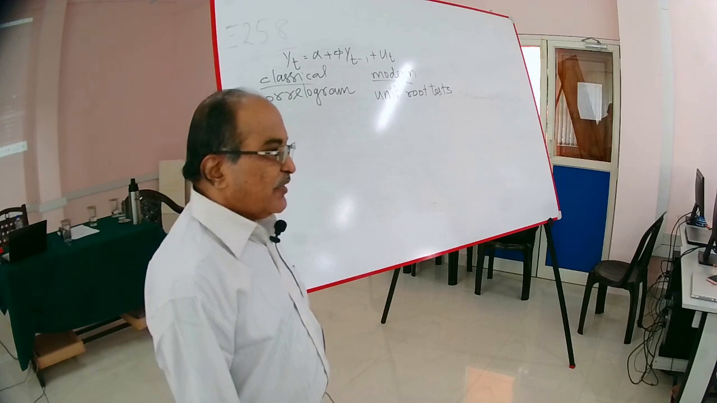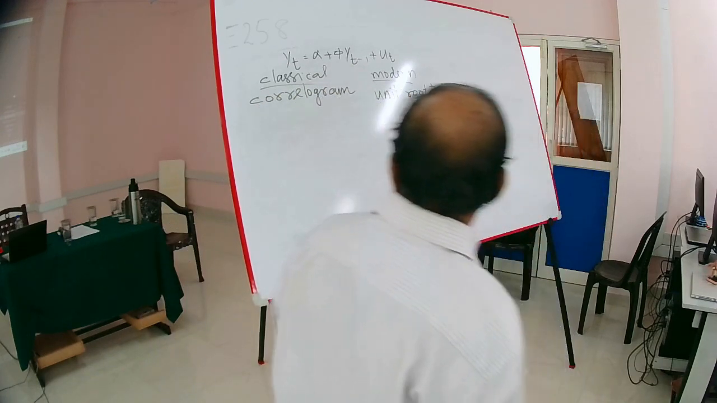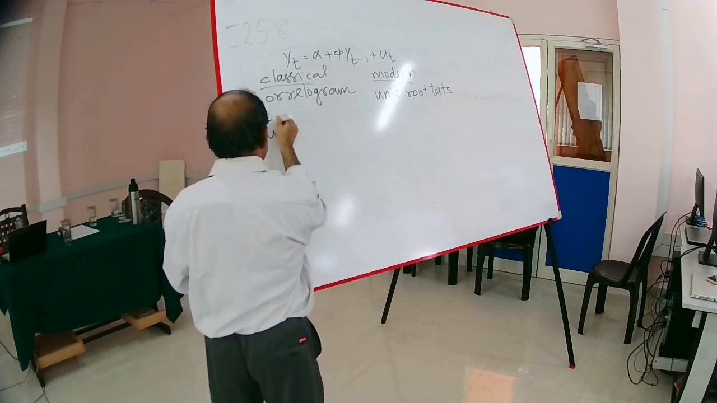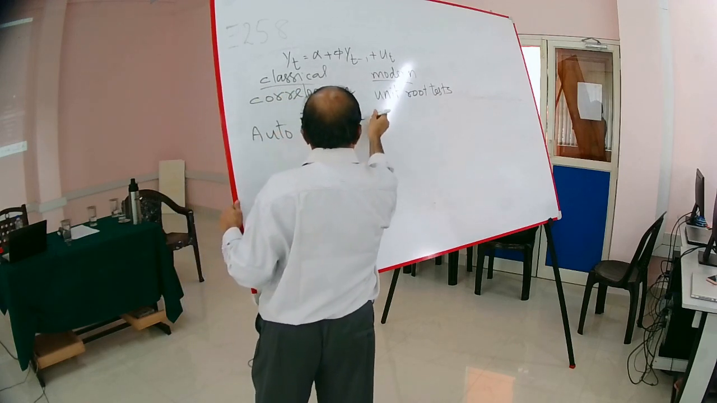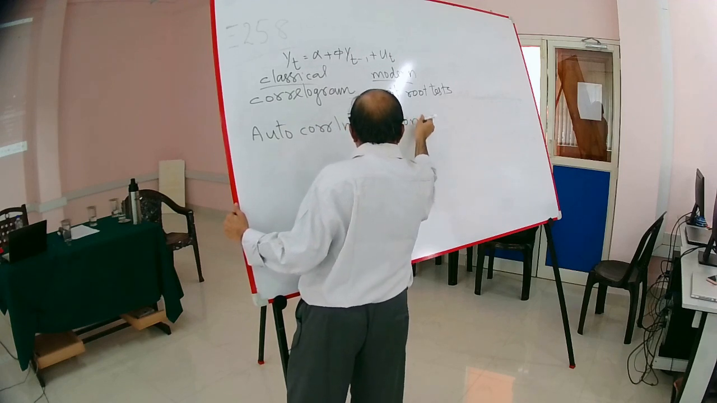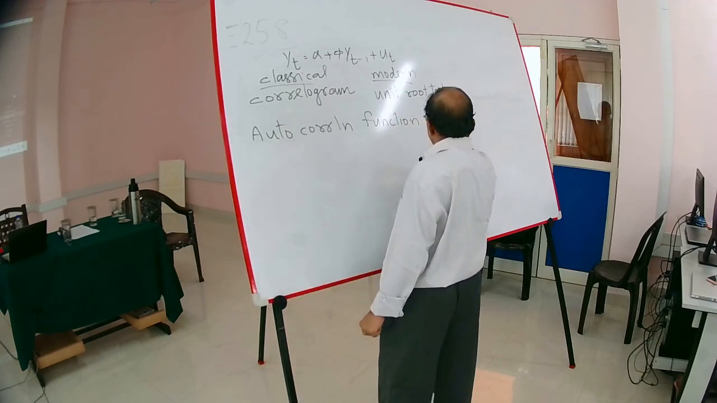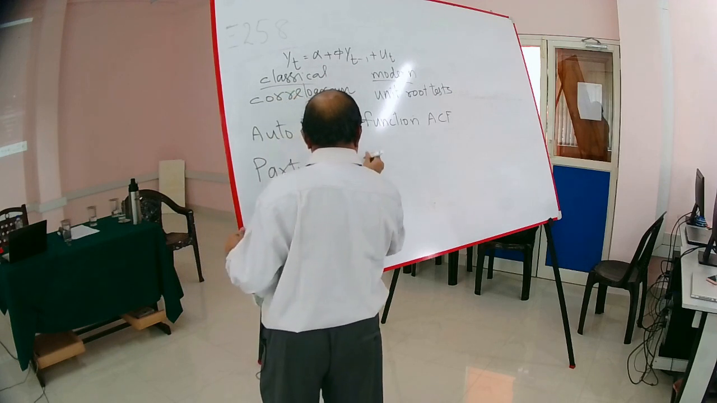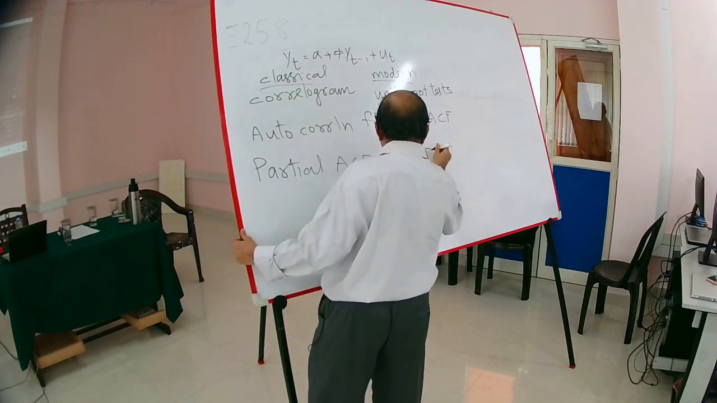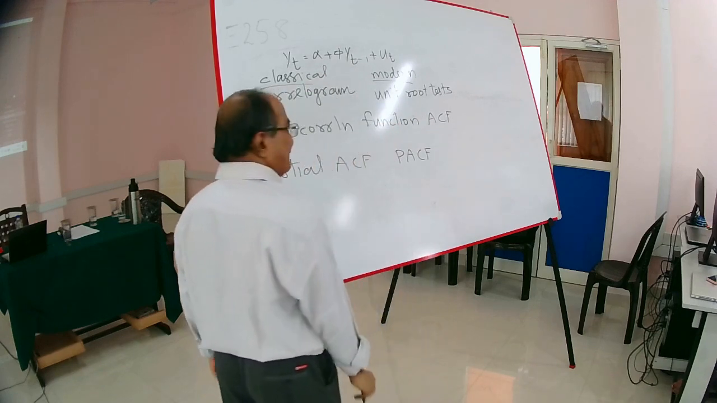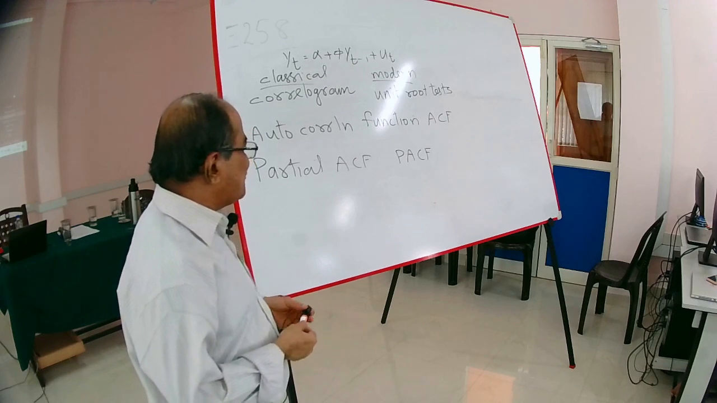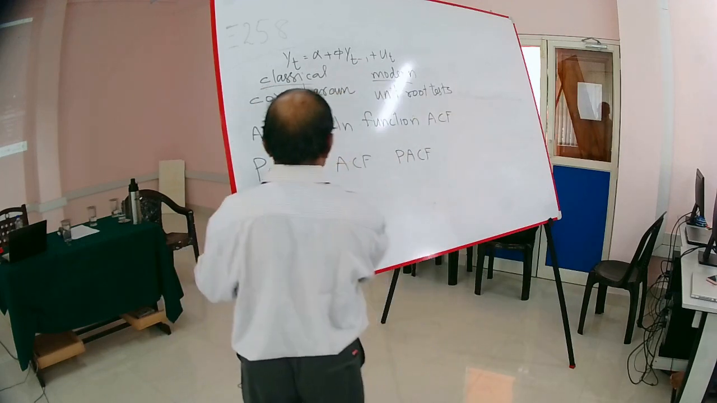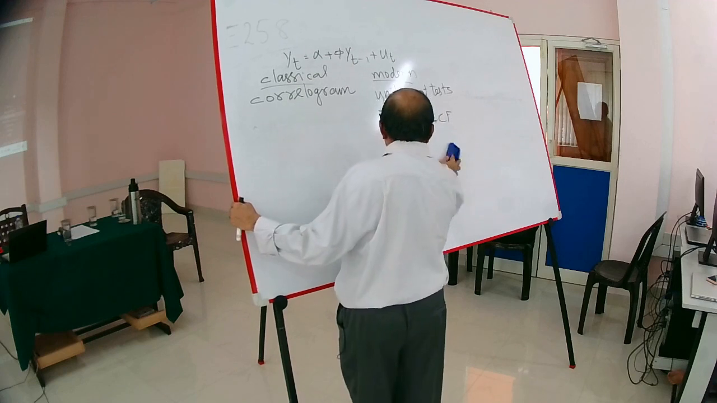That is Correlogram. Correlogram is a graphical device, and it consists of two parts. One is the autocorrelation function, that is ACF. Another is the partial ACF, that is PACF. So in Correlogram, we have ACF and PACF. Now, what are these autocorrelation function and PACF?